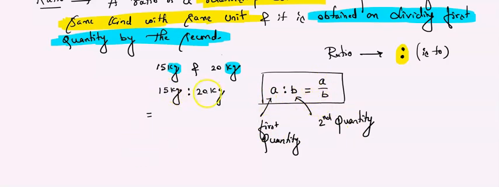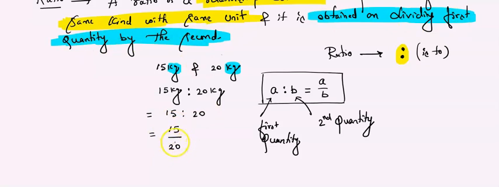So 15 is to 20. So this is nothing but 15 is to 20. 15 is to 20 can also be written as 15 by 20 because it is in the form of A is to B. A is to B can also be written as A by B, that is 15 by 20. Okay. As you can see, ratio is obtained on dividing first quantity by the second. We have done first quantity by second.